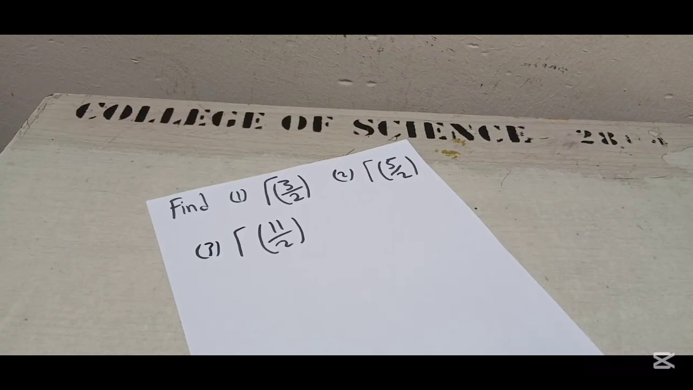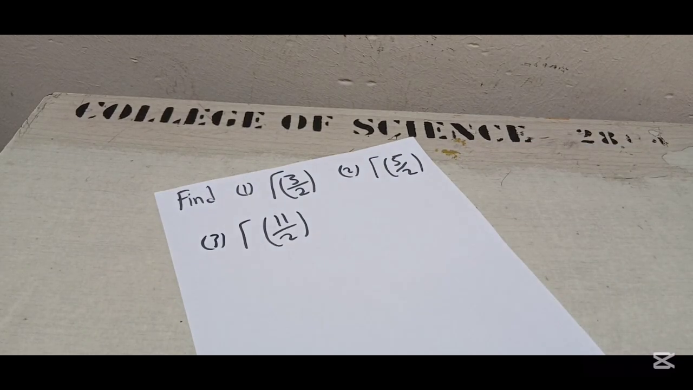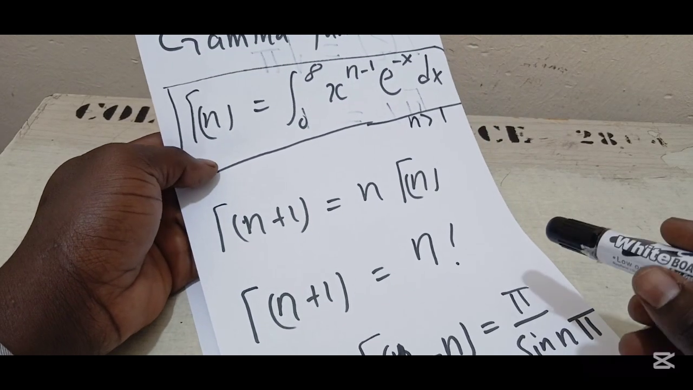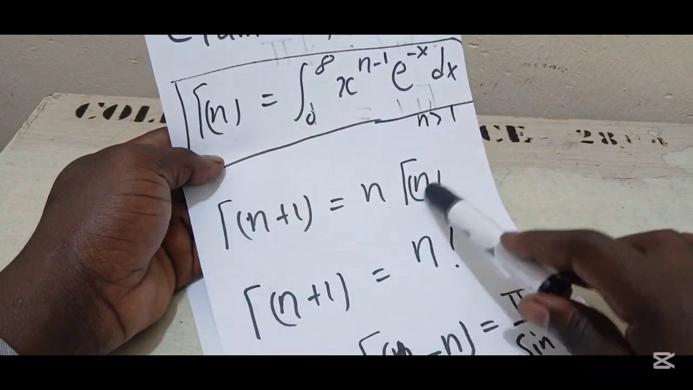So now find gamma 3 on 2, gamma 5 on 2, gamma 11 on 2. We need to know these basic examples before we can go further, because we'll be using them in our subsequent examples. Like I told you earlier, when you are dealing with fractions, just keep this formula in your mind. This formula is going to be used.